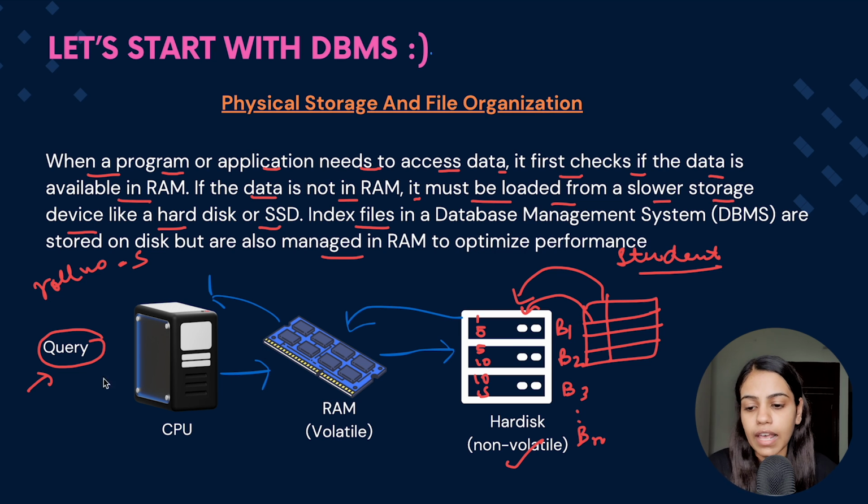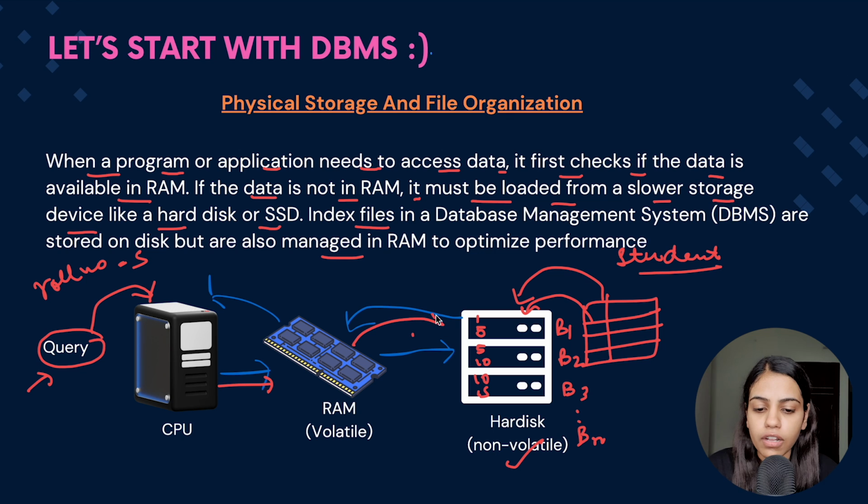Now what will happen once the CPU receives the query? It will make a call to the RAM, saying that I want the details of a student whose roll number is 5. Now RAM will call the hard disk, and the hard disk will give all the blocks one by one: first B1, then B2, then B3, and in these blocks it will search whether there is any student with roll number 5. Once it finds the student with roll number 5, it will take all the details and give them back to the CPU, and then we get the desired result. So this is how it functions.